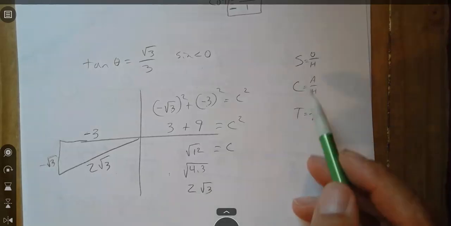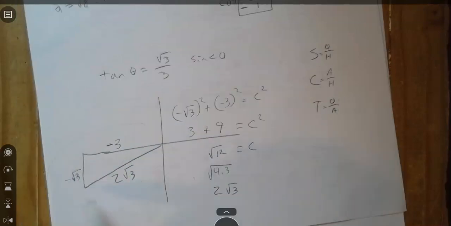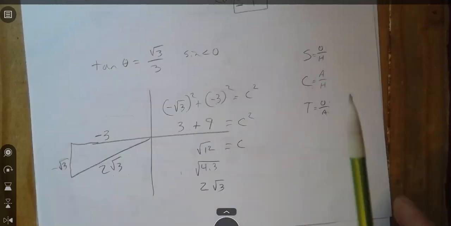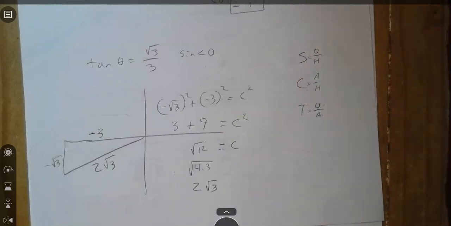So then just use your sine, cosine, tangent to come up with all 6 of your trig functions. Opposite, adjacent, and hypotenuse with your SOHCAHTOA. You can write all of them.